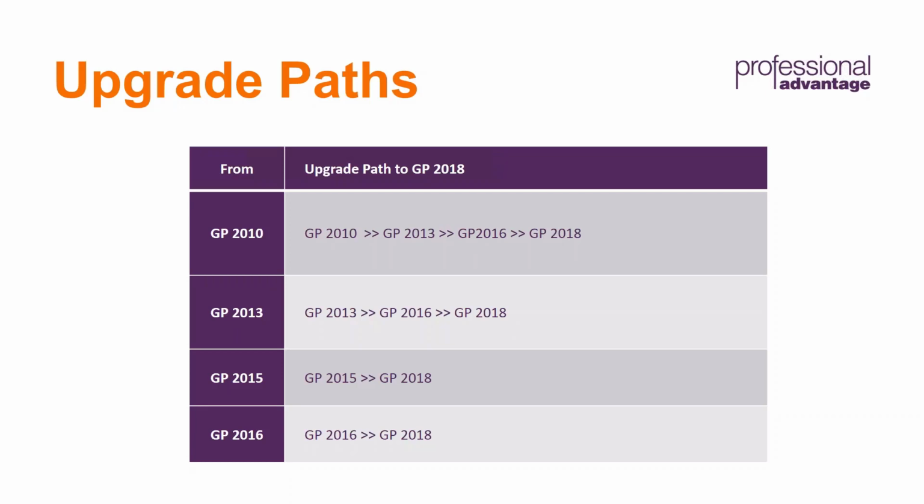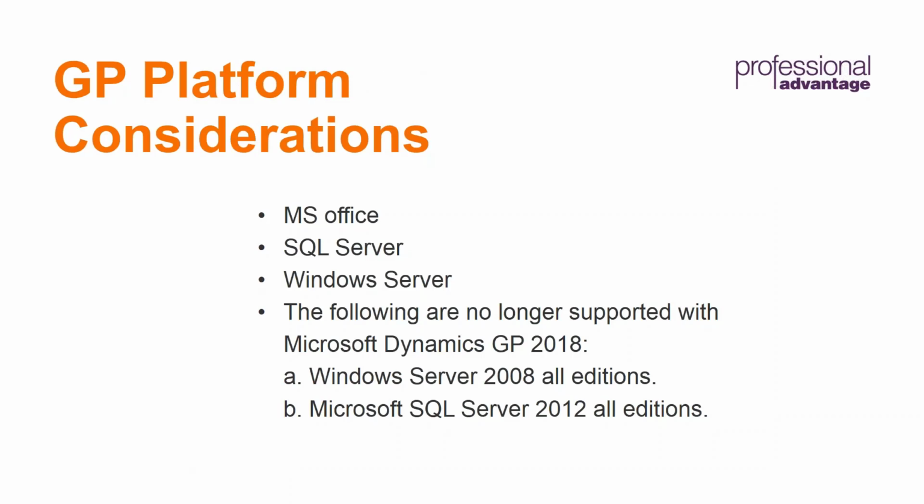Just because you are a few versions behind, you don't have to throw out the baby with the bathwater and re-implement. You can upgrade. A couple other things to mention with every new version that's released: obviously Microsoft drops support for certain things in the background or infrastructure. In particular with GP 2018, they have dropped support for any versions of Windows Server 2008 and any versions of SQL Server 2012 or earlier. So you need to be on SQL Server later than 2012 to go to 2018, and the same with Windows Server, the operating system.